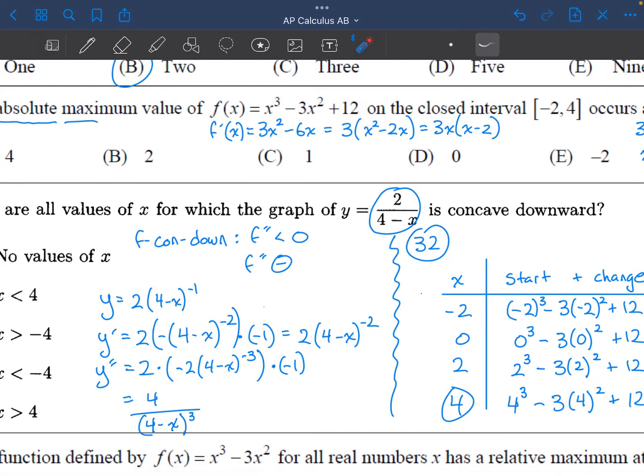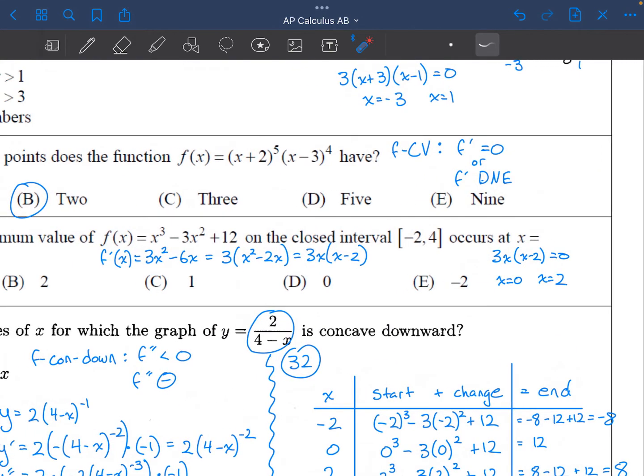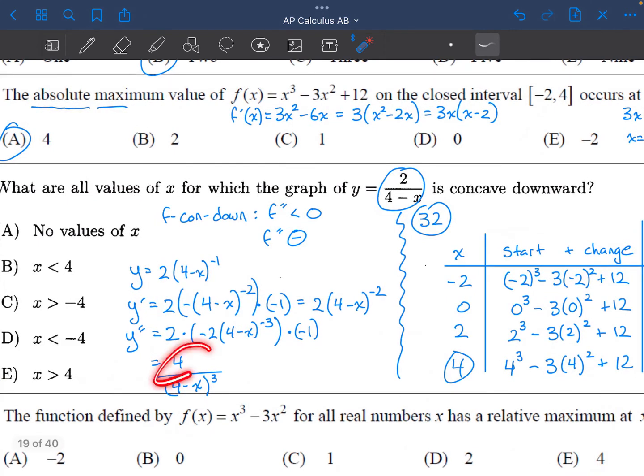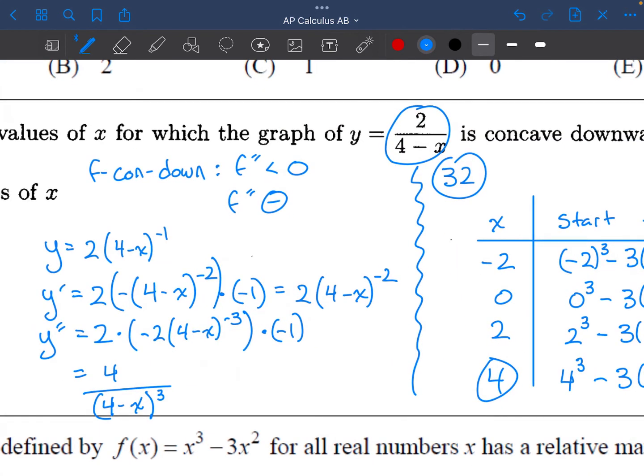The problem with this one is it can never be 0 because the top is 4. These two definitions come from setting the top equal to 0 and setting the bottom equal to 0. Setting the top equal to 0 can't happen. Set the bottom equal to 0. That does actually help us.